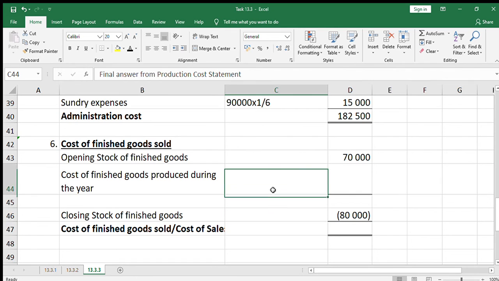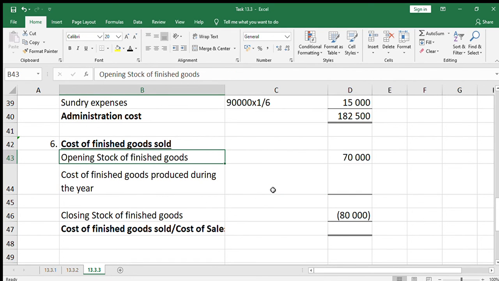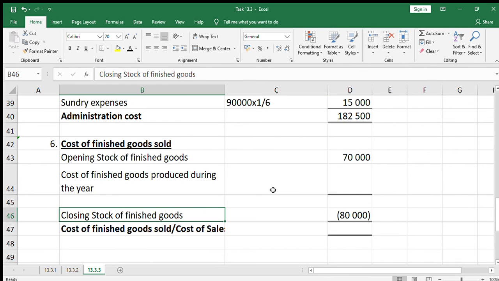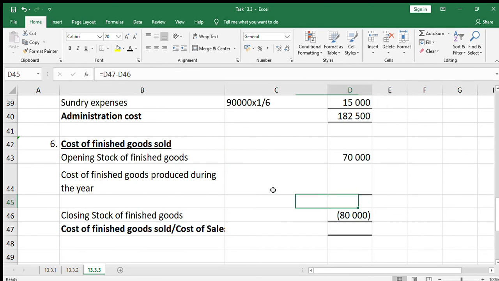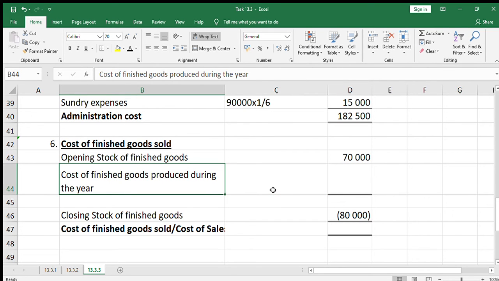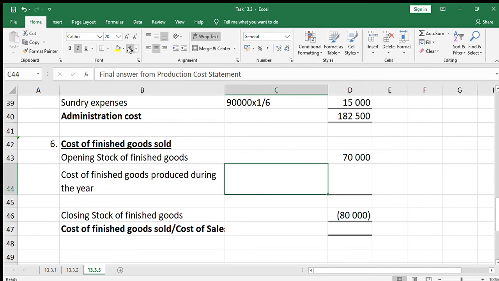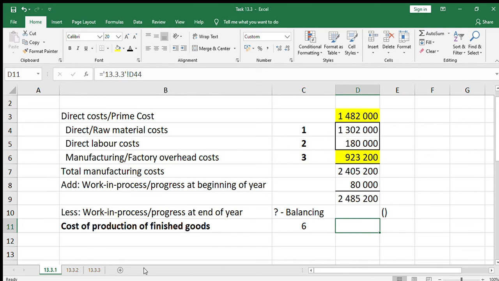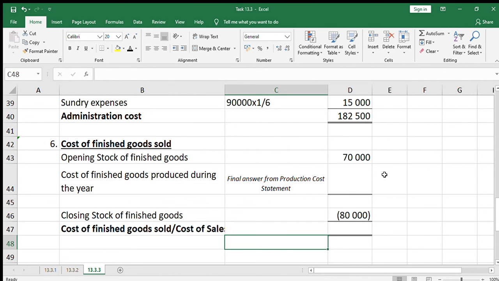Now I want you to make a note here that the opening stock of finished goods was given to us in the question, and the closing stock was also given to us in the question. This line here, there's nothing written there, it's just going to be the total of these two figures. Now this one here, the cost of finished goods produced during the year, is the final answer from the production cost statement. This is the figure that we needed from the bottom here in order to complete this, and we don't have it yet.